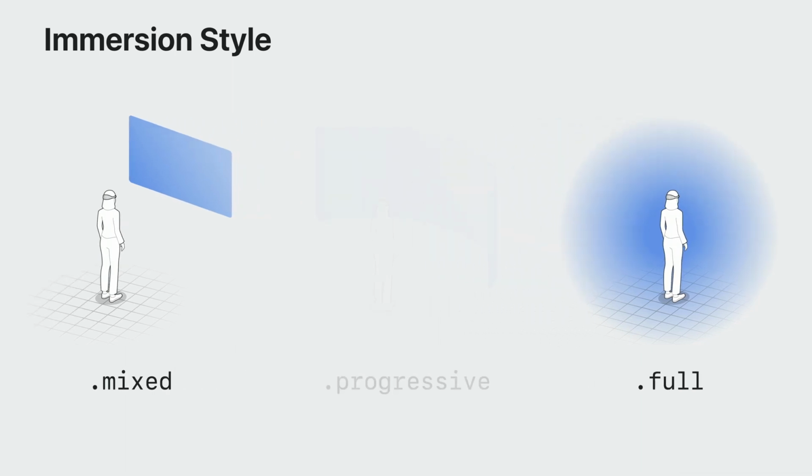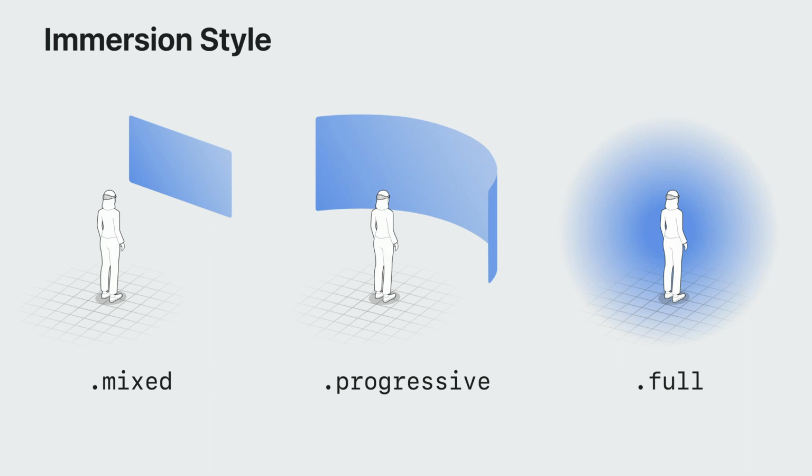You can also combine the two by choosing progressive. This style allows some pass-through initially, but the person can change the level of immersion all the way up to full by turning the digital crown located at the top of the device. Let's go back to our example to explore immersion style. I'll start with the mixed style and see how that looks.